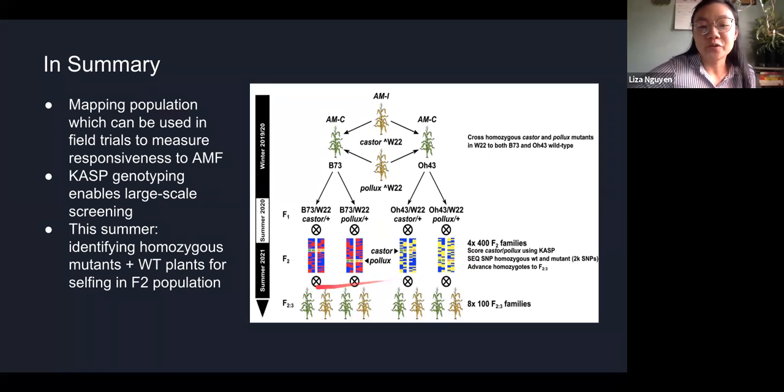And I'm very excited to be moving forward and planting this F2 seed. I think I've been telling my lab mates for quite a while now that I can't wait for planting to happen because I can't wait to plant these F2 families.